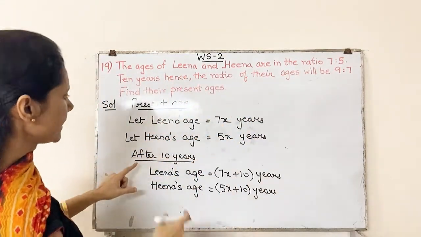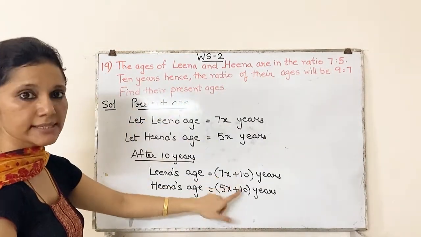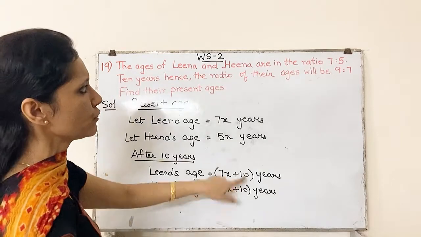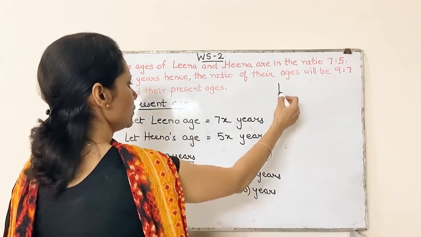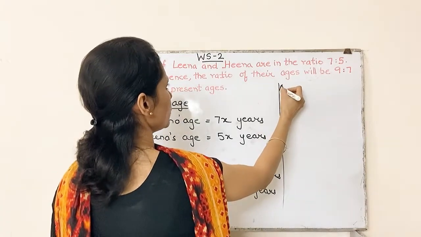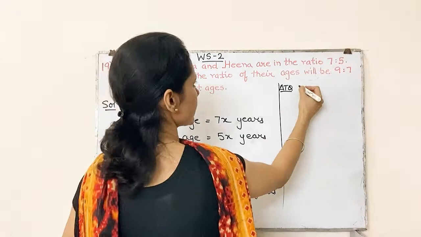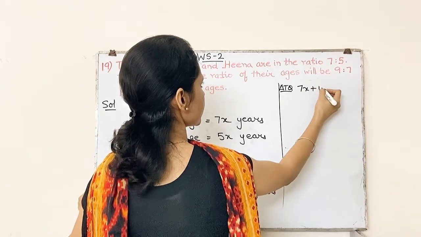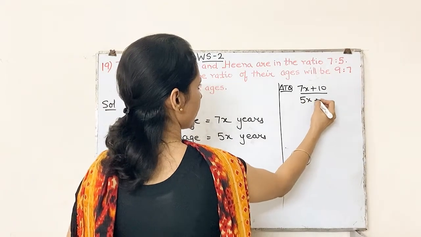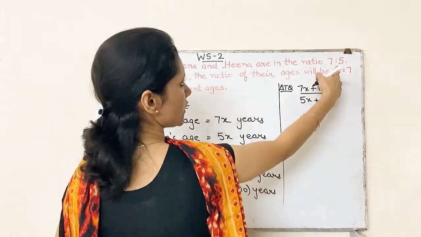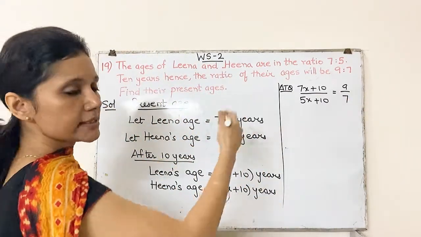Now let's read forward. So what are they saying? That after 10 years the ratio of their ages will be 9:7. So we'll say according to the question, the ratio of their ages means 7x plus 10 upon 5x plus 10. This ratio is equal to 9 upon 7. Now this is our linear equation.